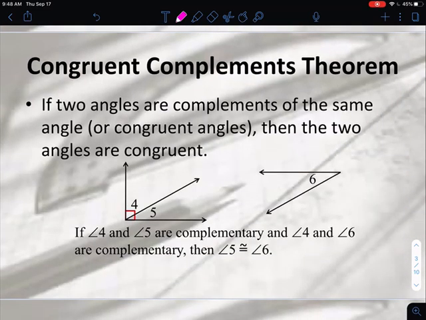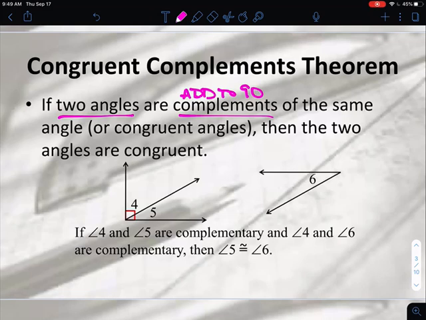Same thing with congruent complements. So this is another one we use here and there, but it's not the most important theorem we're going to talk about today. And this one talks about if two angles are complements. And if we remember back from chapter 1, complement means add to 90. So if I have two angles that are complements of the same angle, then those two angles must be congruent.